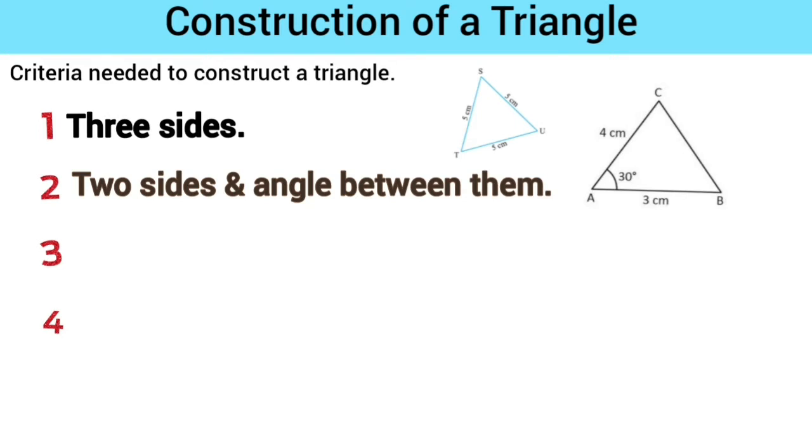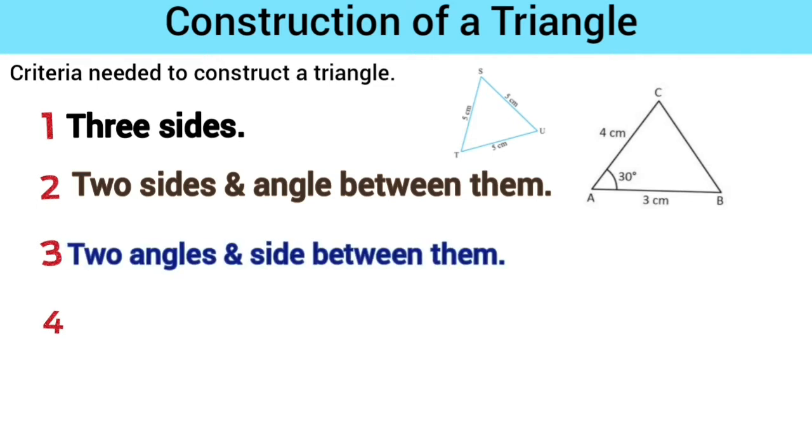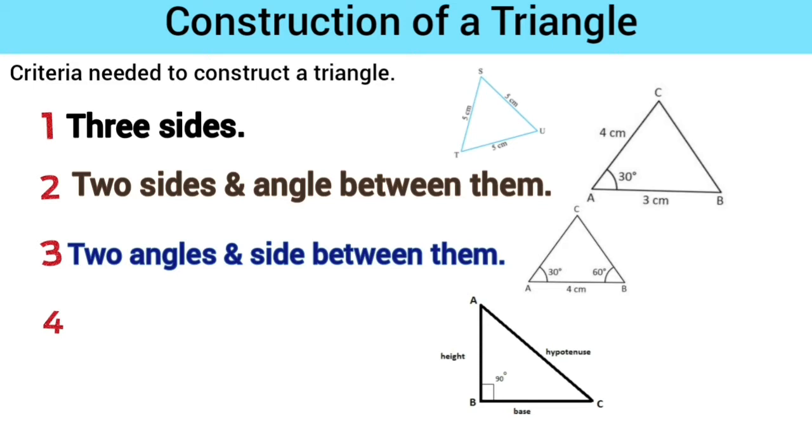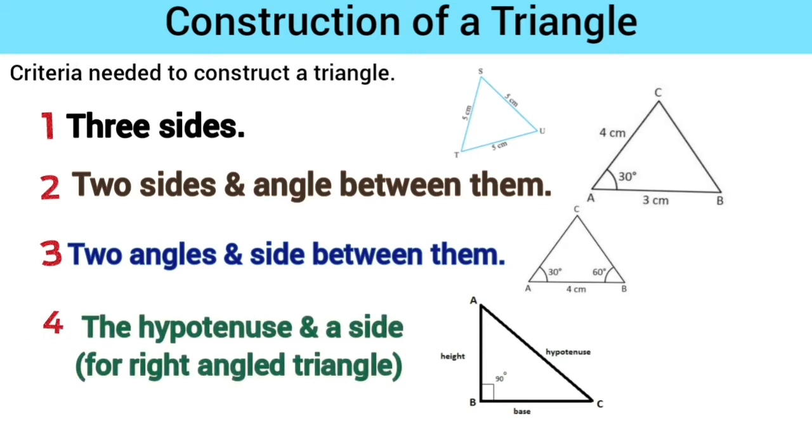Similarly, if you are given 2 angles and the side between them, you can also construct a triangle. Or if you are trying to draw a right angle triangle, for which we always know that there is 90 degrees present in this triangle, that is why for a right angle triangle, if you know the length of the hypotenuse and any one side, whether it is the base or the perpendicular side. In a right angled triangle, the hypotenuse is that side which lies exactly opposite to the right angle.